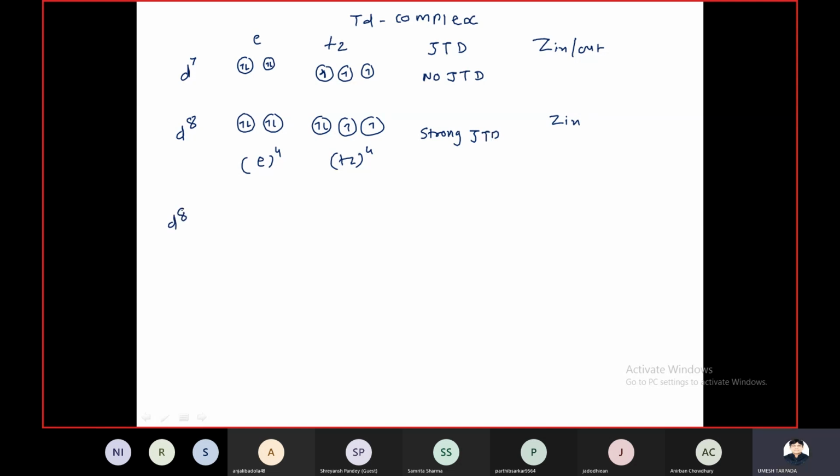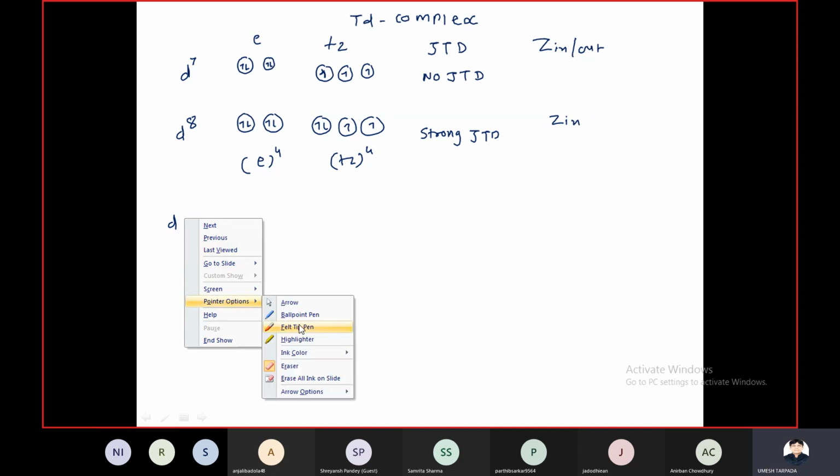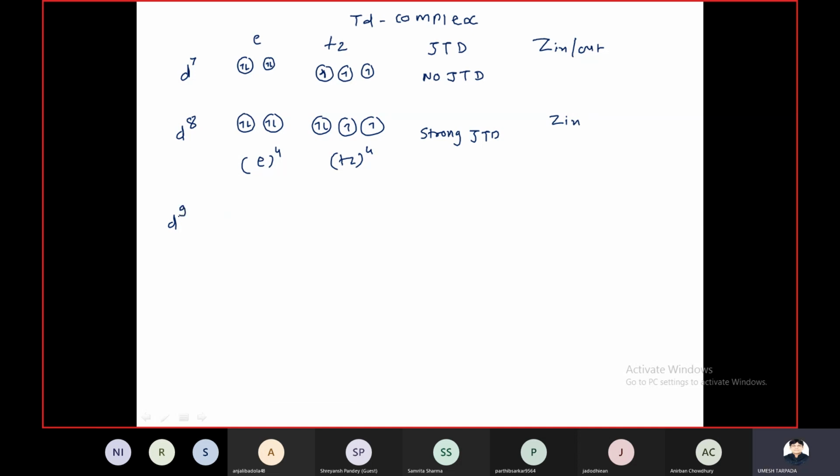What about d9 configuration? In the d9 configuration, so this is a d9 configuration where the t2 orbital is unsymmetrically filled. Strong, Z out. So there is a strong Jahn-Teller distortion, strong Jahn-Teller distortion. And it is Z out.